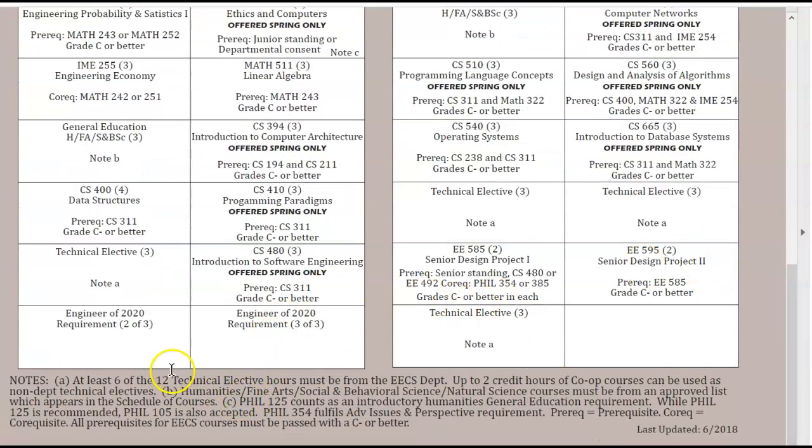Finally, you will note any significant information that you need to know. For example, at least 6 of the 12 technical elective hours must be from the Electrical Engineering and Computer Science department.